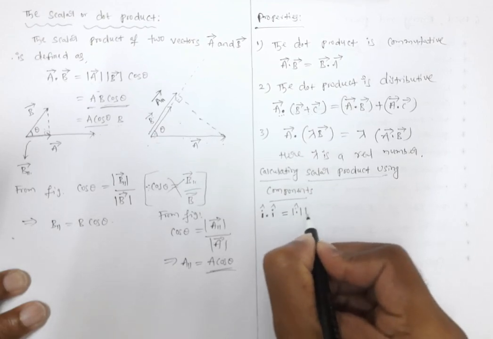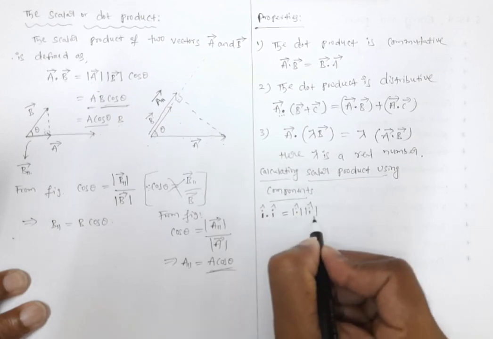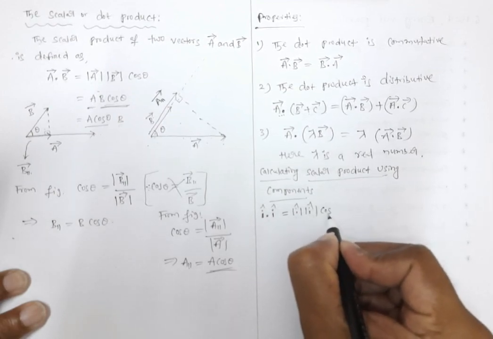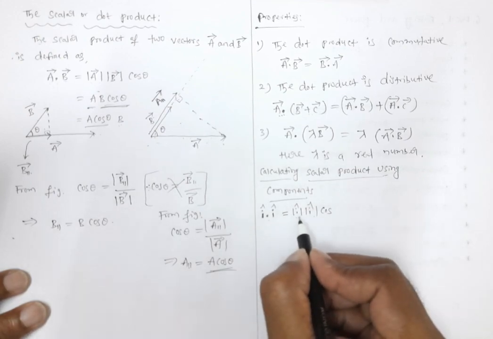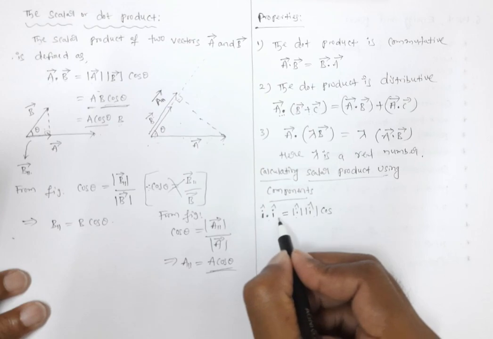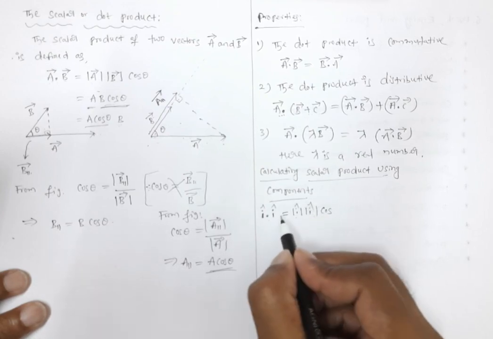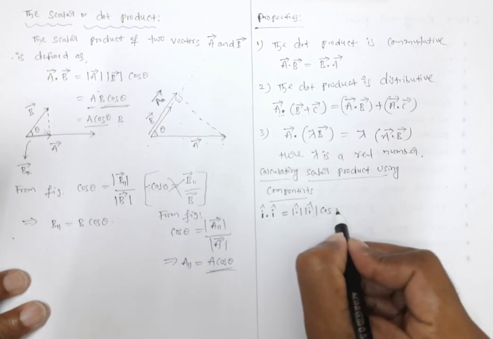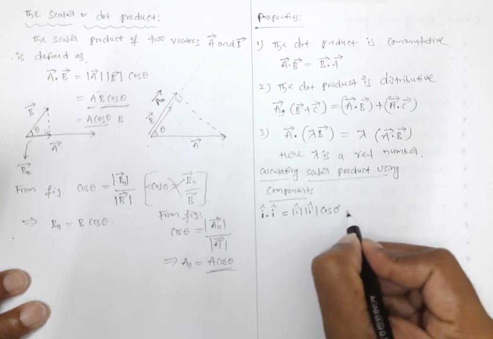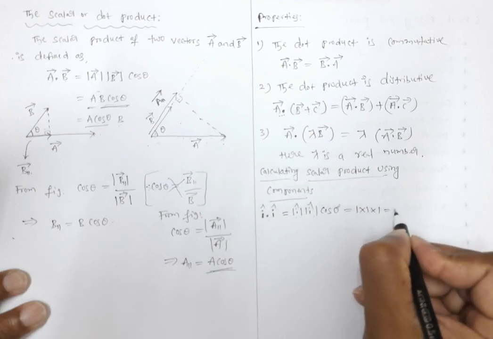Magnitude of the first vector into magnitude of the second vector into cos of the angle between the two vectors. So what is the angle between i cap and i cap? i cap is the vector along plus x-axis and the second i cap is also a unit vector along x-axis. So the angle between these two vectors is always equal to 0. So cos 0 degrees, what do we write? 1 into 1 into 1. So what do you get as the result?